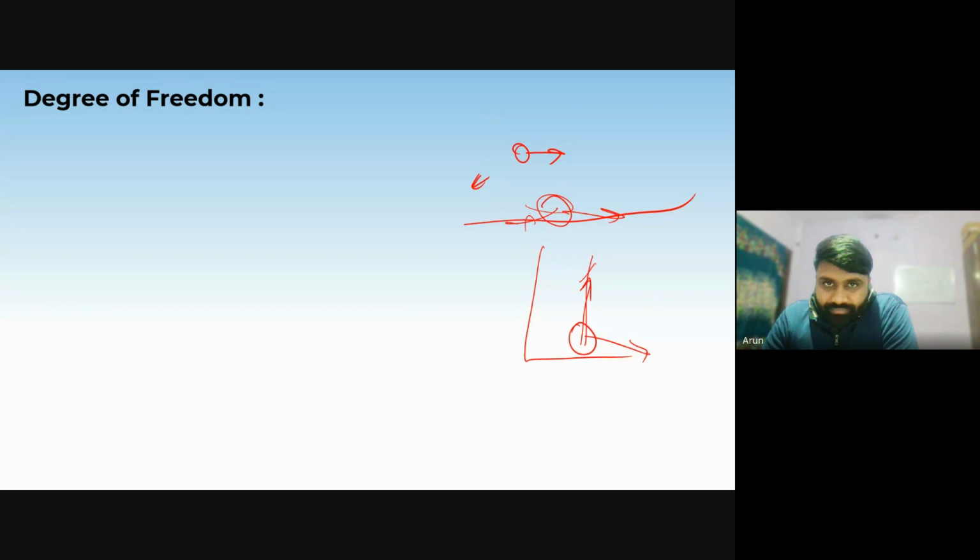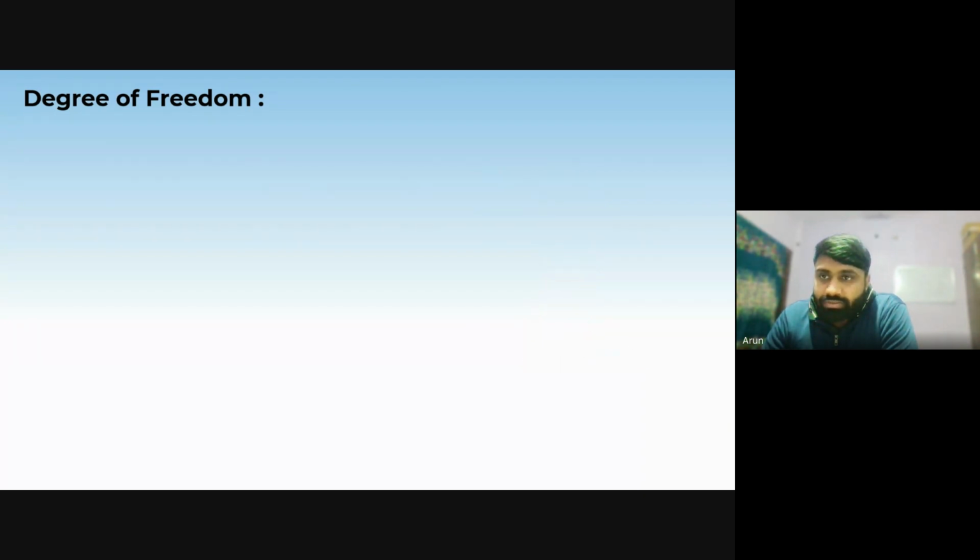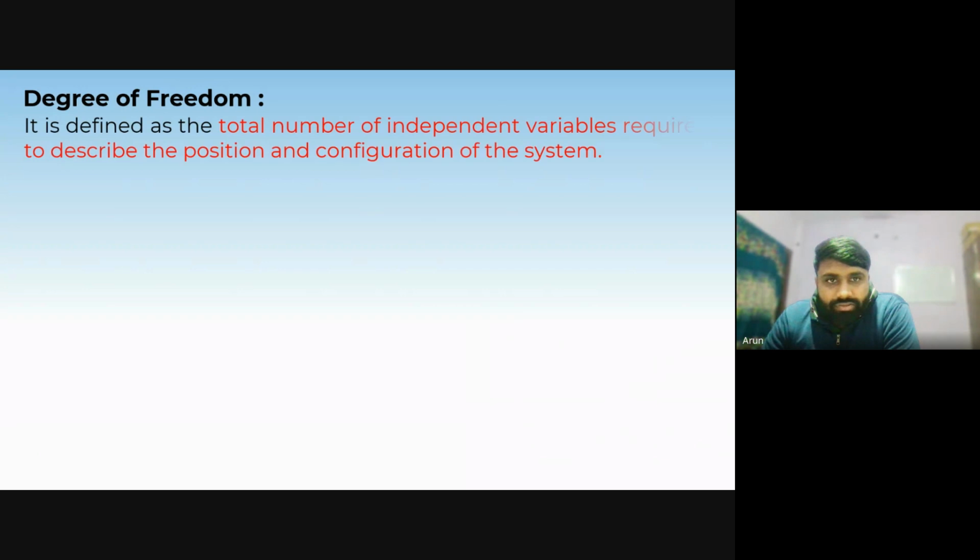Okay. Now, if the particle is rotating also, that is also included in the degree of freedom. So if I talk about the definition of degree of freedom, it is defined as the total number of independent variables that are required to describe the position and configuration of the system. So if there is a motion occurring in a straight line, how many position coordinates do you need?